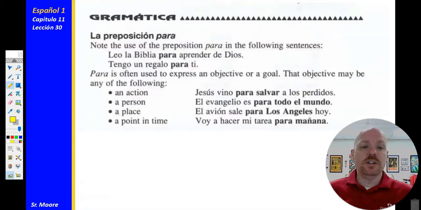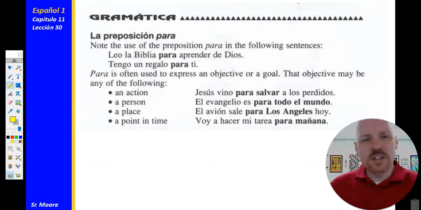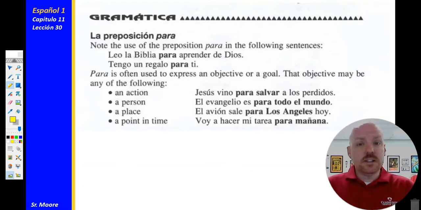Today in grammar, we're going to be talking about la preposición para. This is the preposition for. Now, this is not to be confused with the other preposition in Spanish, por, which is also for. In English, we only have one of these words, for. But in Spanish, we have por and para, and they have very specific uses. We're going to talk today about para, give some of the uses, then we're going to practice using this preposition.